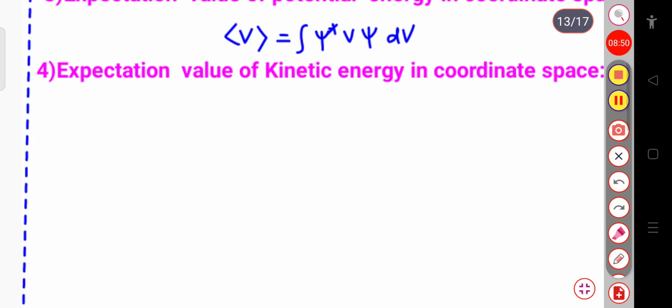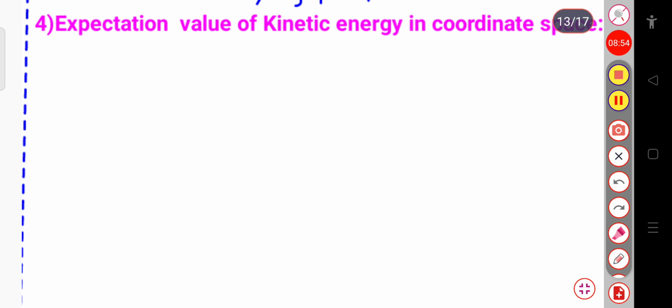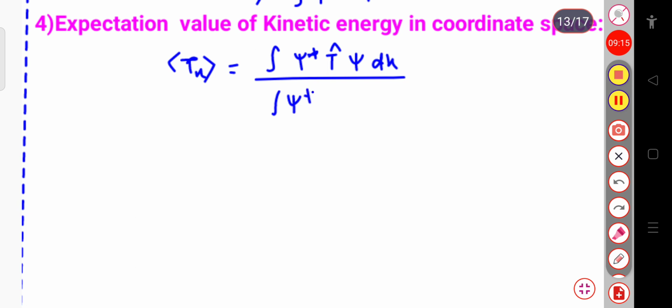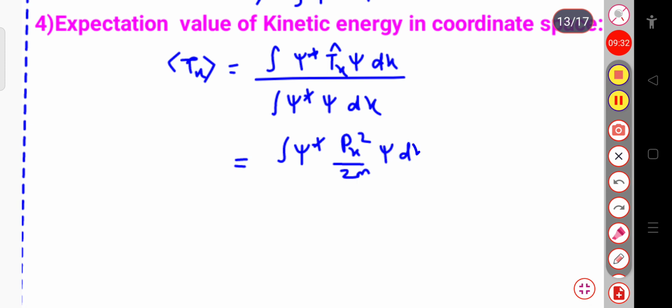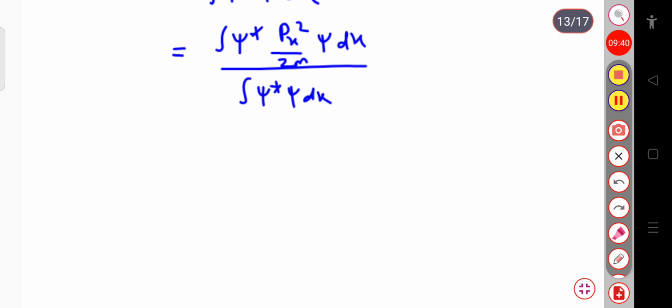Now the next we will see the expectation value of the kinetic energy. If I write the Tx cap expectation, that is Tx average, it equals the integral of psi star T cap psi dx divided by the integral of psi star psi dx. In place of T cap I will write Px square divided by 2m, into psi dx, divided by the integral of psi star psi dx. You know the value of Px cap equals minus i h cut dou by dou x, this is the Px cap operator value.